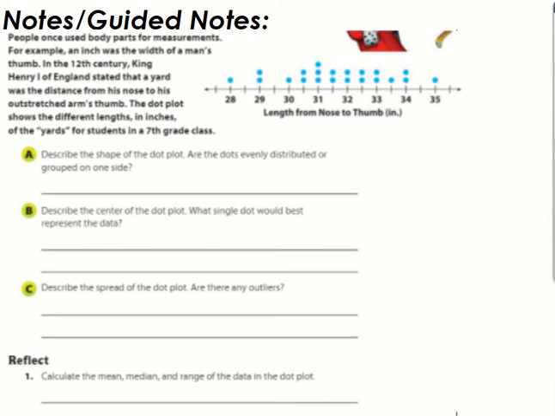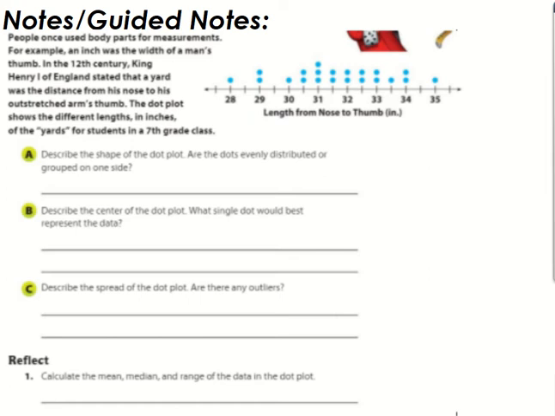So this is what somebody in a 7th grade class did: they went from the tip of their nose to their thumb and measured it in inches. And this is the data for their 7th grade class. Okay, so 33 inches, 35 inches, 38 inches. This is a dot plot. It's a number line with how many times that number occurred. In this dot plot, the number 28 occurred once, the number 29 occurred twice, the number 30 occurred once, the number 30 and a half occurred twice, and so on. That's what a dot plot is.